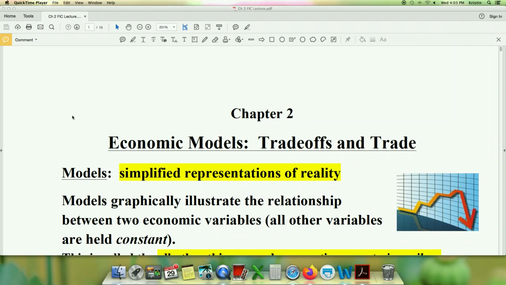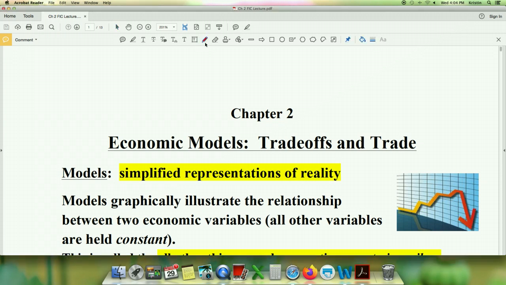Chapter 2 is about economic models. Economic models are simplified representations of reality. In economics, models will be graphs, and the graphs are going to show simple representations of reality. What that means is it's going to show relationships between two economic variables, such as the price of something and the quantity that people want to buy.